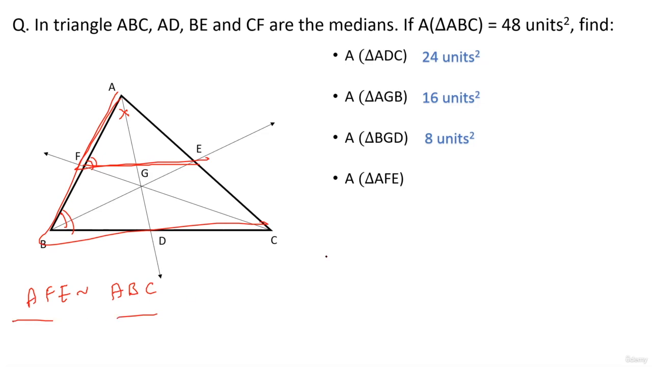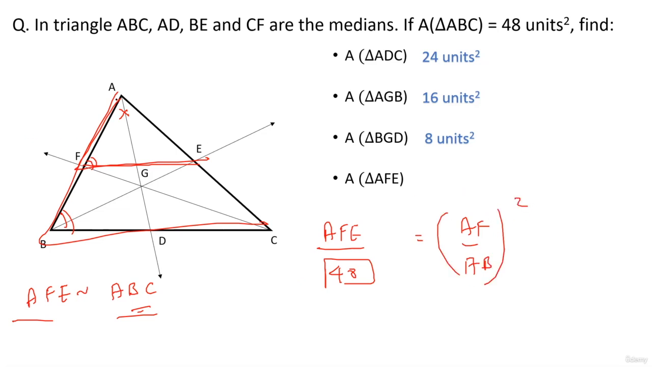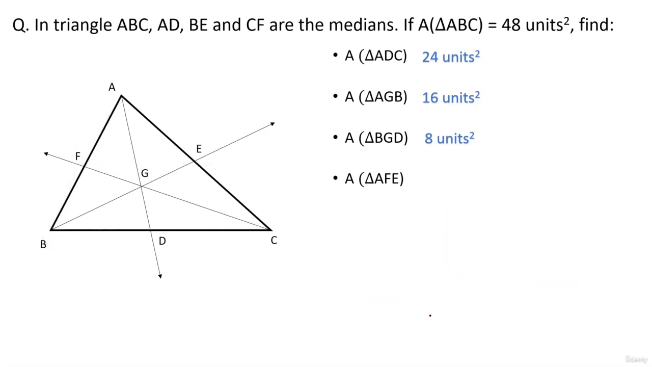Okay, for similar triangles, what do we know? We know that the ratio of the areas. So area of triangle AFE divided by area of triangle ABC, which is given in the question as 48, the total area, is the square of the ratio of their sides. Okay, so (AF upon AB) whole square. Now guys, what is AF upon AB? AF upon AB is basically half. AF is half of AB. So this ratio is half. What will the square of half be? Basically 1/4. So if AFE upon 48 is 1/4, what will AFE be? Basically 12 unit square, right? So area of triangle AFE is 12 unit square.